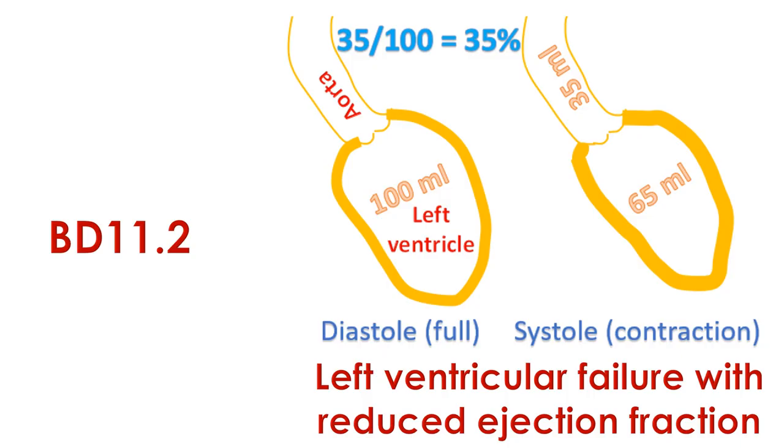Heart failure codes start with BD10 for congestive heart failure. Left ventricular failure is coded as BD11, with subcoding BD11.0 for left ventricular failure with preserved ejection fraction and BD11.2 for left ventricular failure with reduced ejection fraction. Right ventricular failure is coded BD13 and biventricular failure, failure of both lower chambers of the heart, as BD14.